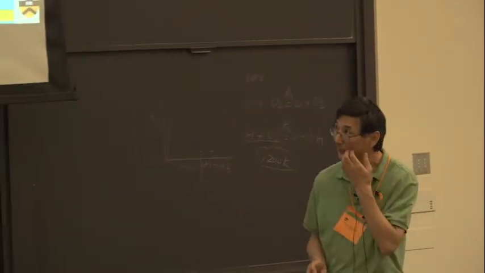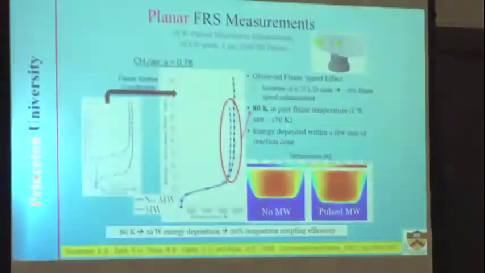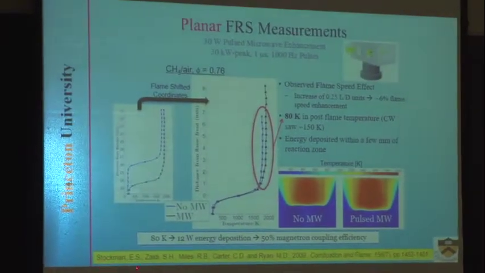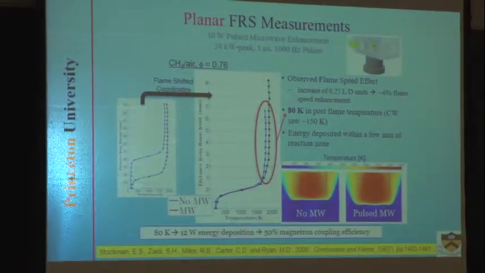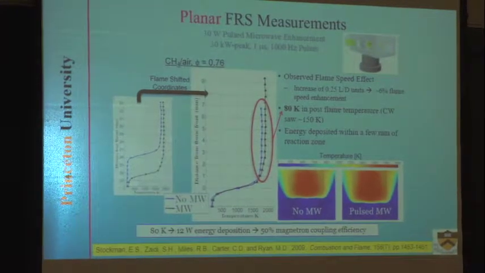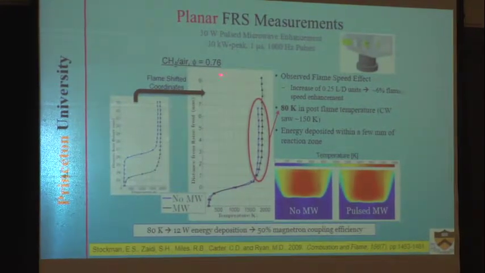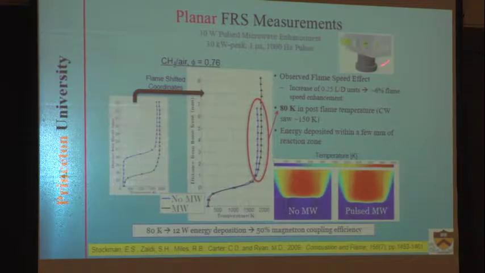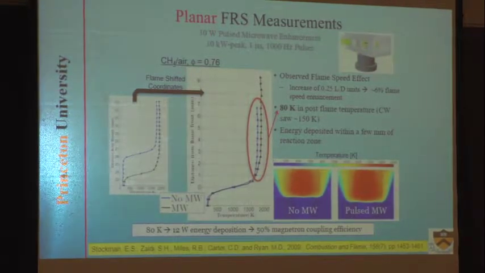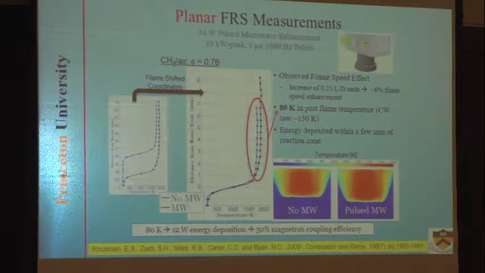So here is the experiment done by a PhD student, Stockman, who right now is working at Lockheed Martin. He's working with a methane flame at an equivalence ratio of 0.76, in a microwave cavity, using Rayleigh scattering to measure the temperature. Without microwave and with microwave, you can see the flame front move down a little bit. That means flame speed is increasing.